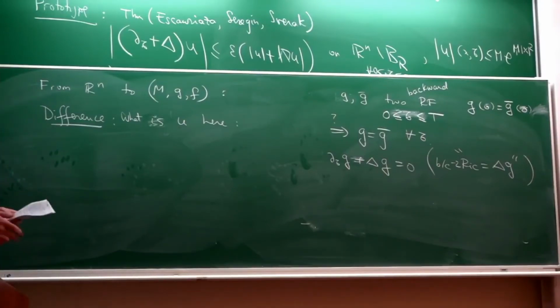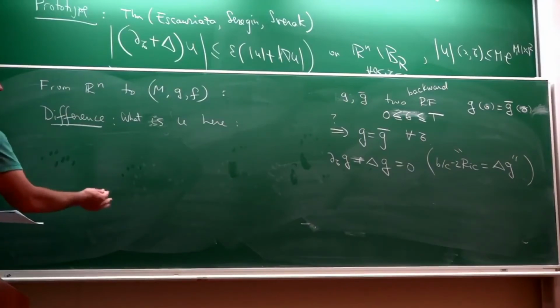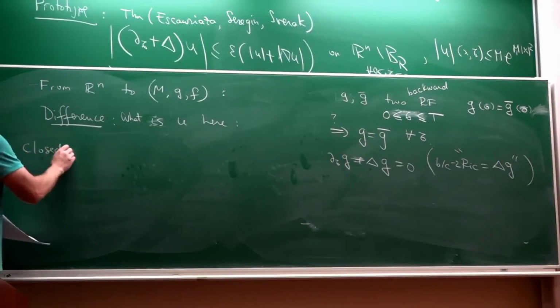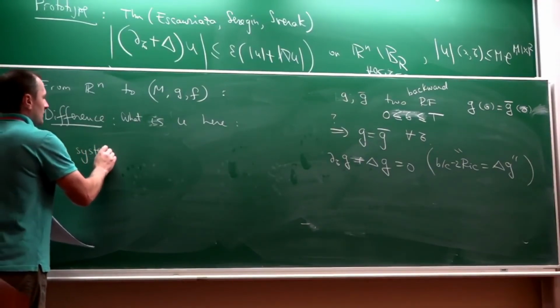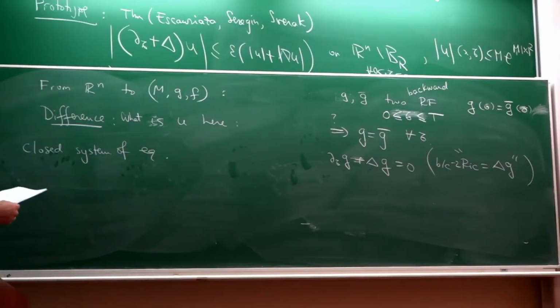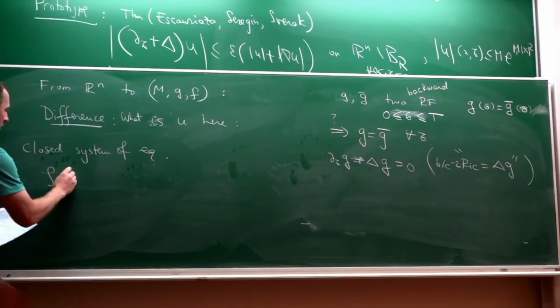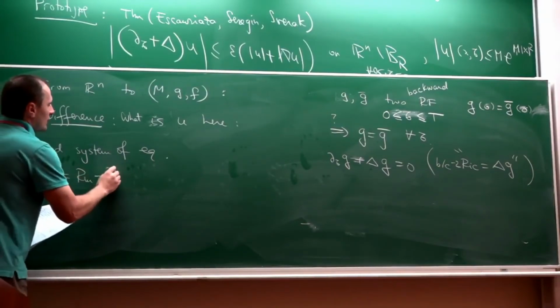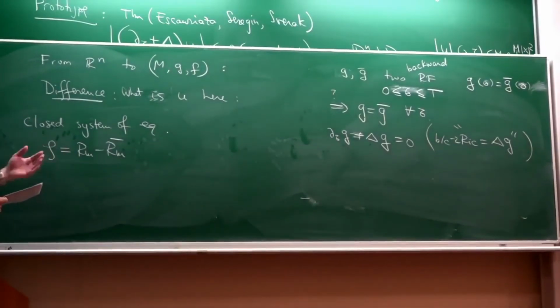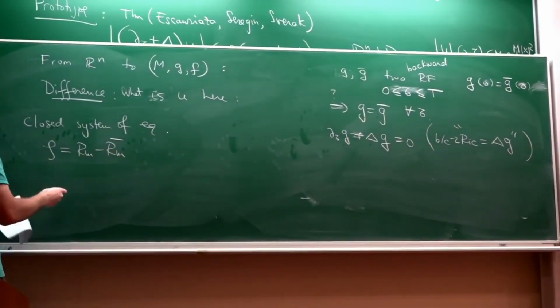So actually, this is earlier work by Brett, where he finds a closed system. There's a closed system of equations. So the closed system of equations is to take rho to be Riemann minus Riemann bar. So you have to involve everything, not just the metric. You have to involve the difference of curvature. This is a 3-1 tensor.